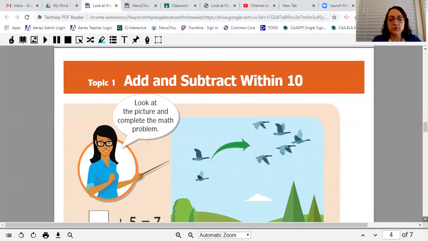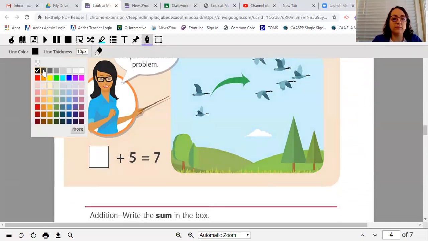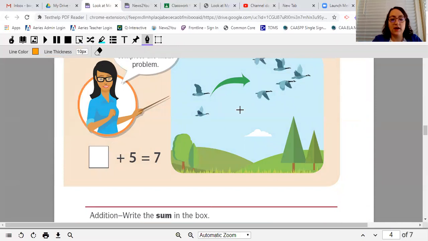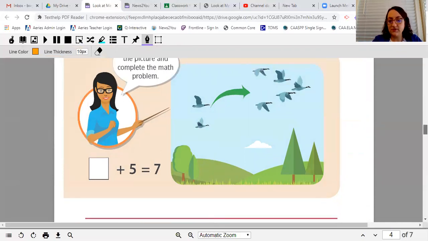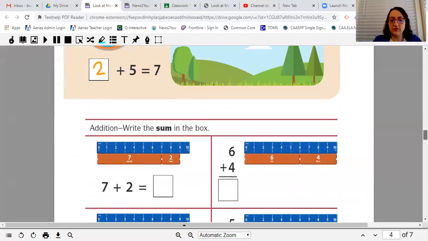Okay. So we're going to look at the picture and complete our math problem. So we have what plus 5 equals 7. Altogether, there are 1, 2, 3, 4, 5 birds on this side. So how many birds do we have here? We have 1, 2.